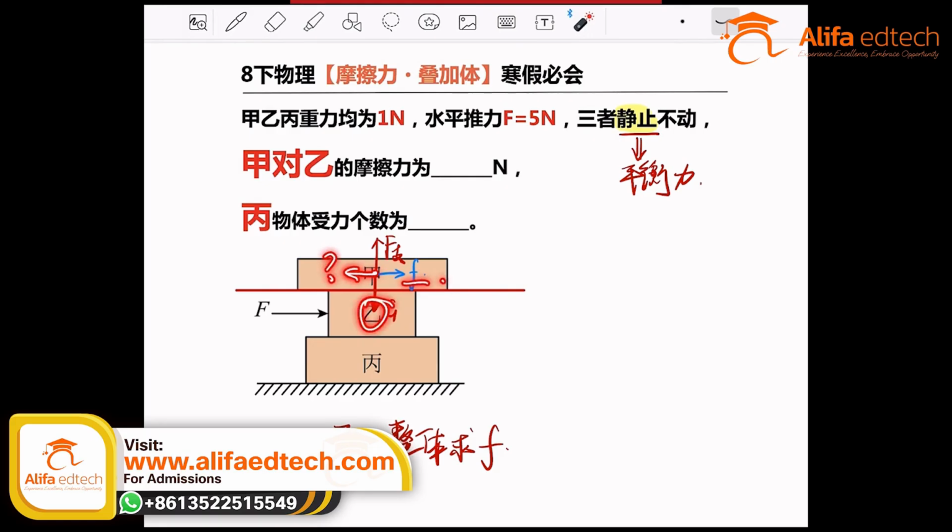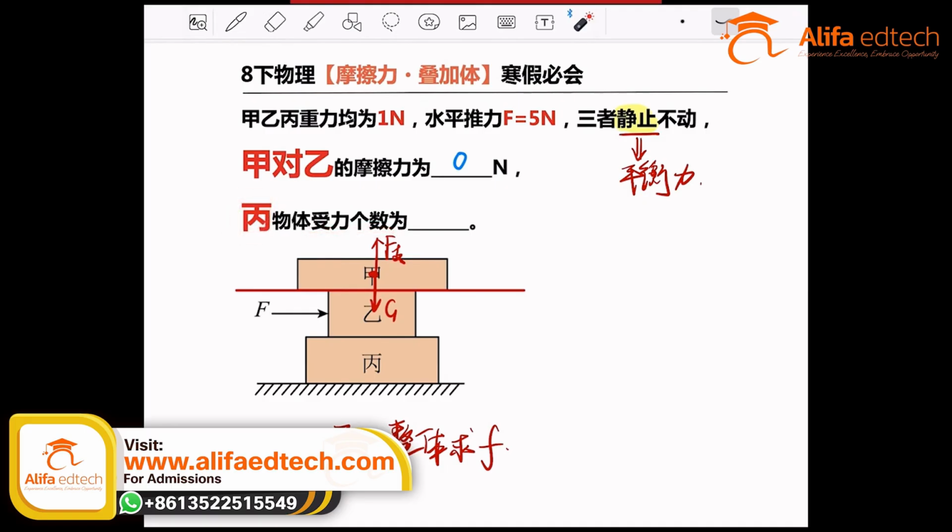Look, if B gives A friction, is there anyone else giving A another force to cancel it out? No, right? Therefore, this friction force cannot exist. If it did, these three forces could never be in equilibrium. So what is the magnitude of the friction between A and B? It's 0 newtons. Okay, moving on.